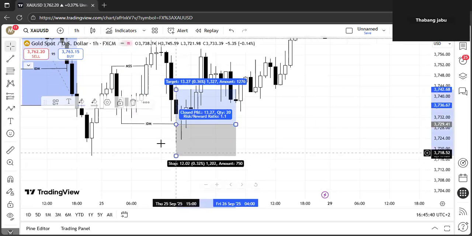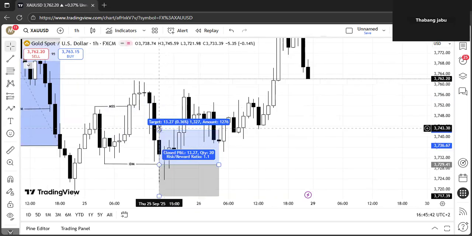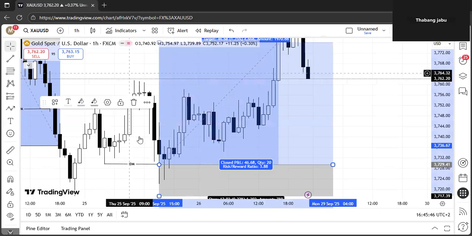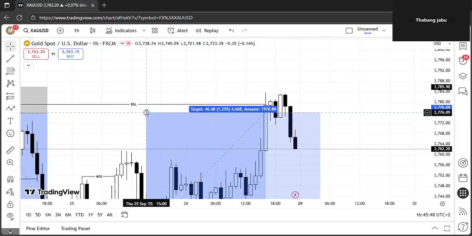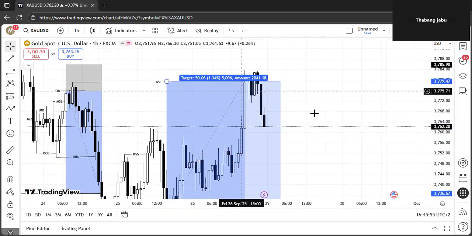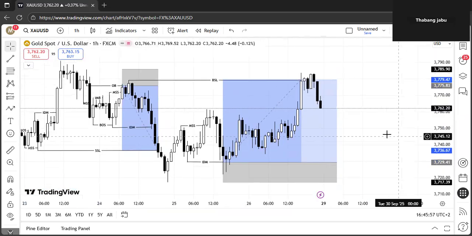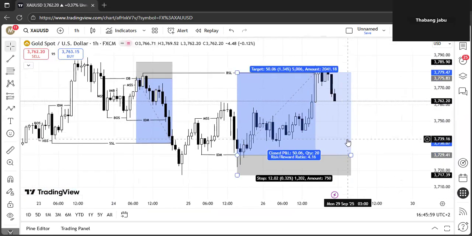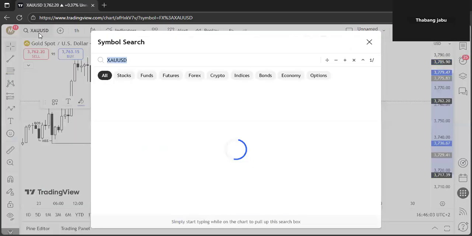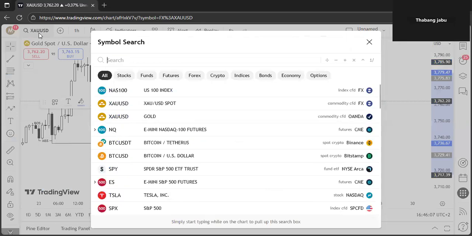This is the trade. From the inducement, and then we target the buy side liquidity. And then the market actually took the buy side liquidity. So at this point, we're just chasing liquidity. Same thing as Nasdaq or gold or German 30.